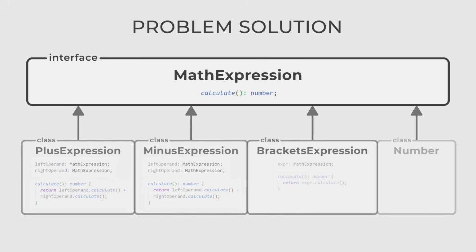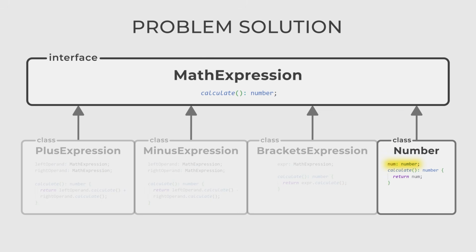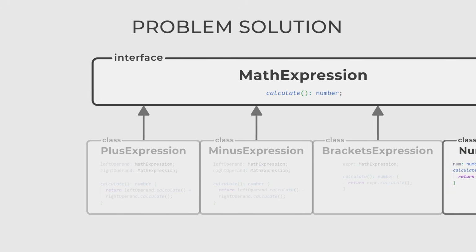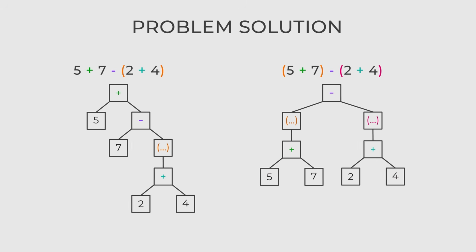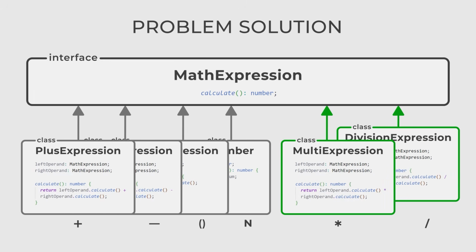The bracket expression class contains 1 math expression and is used to group multiple math expressions into one. Its evaluation method returns the result of the calculate method of its single math expression. The last class, number, contains a number, and its calculate method returns exactly that number. You can easily interpret any expression containing plus, minus, and brackets using these 4 classes. Now, to add new operations, you can add new classes representing this operation, and the overall structure will not change from this.